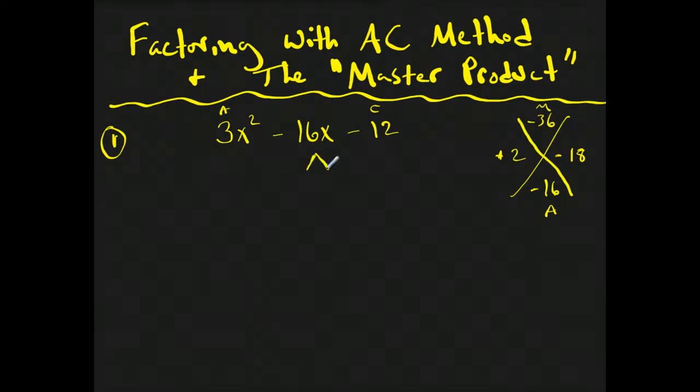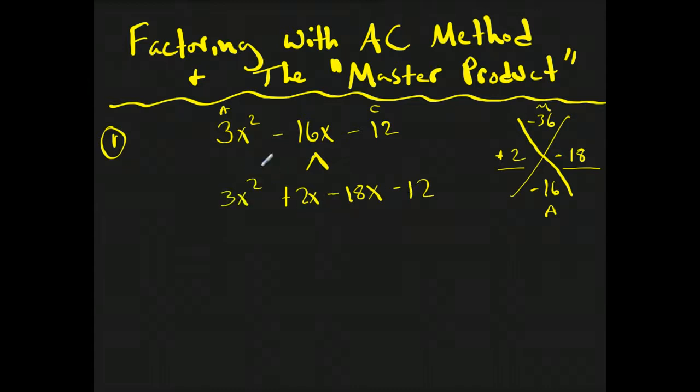Then what I do is I take the b term and split it into these two factors. So I'm going to split it into a positive 2x and a negative 18x drawn from these factors here and here. I'm going to bring down my c term of negative 12 over here. I'm going to bring down my a term of 3x squared, and then I'm going to move on to the next step.